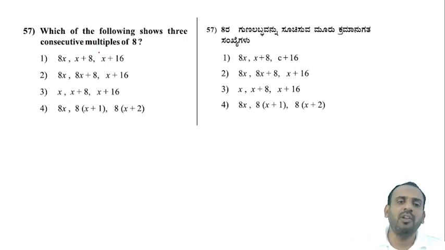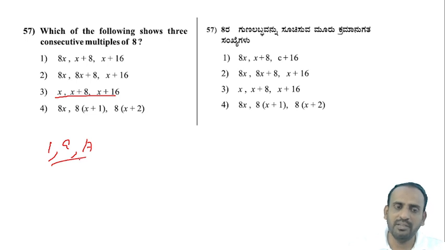Which of the following shows 3 consecutive multiples of 8? If we observe carefully the options, let us take this one. Let us assume x as 1. So this will be 1, 1 plus 8 is 9, 1 plus 16 is 17. Is this the multiple? No. Can we say this one is multiple? No, because 8 into x, 8x is fine, but here we have x plus 16.